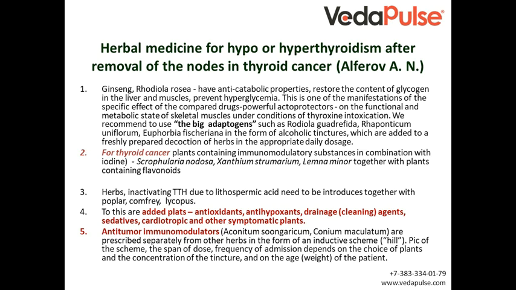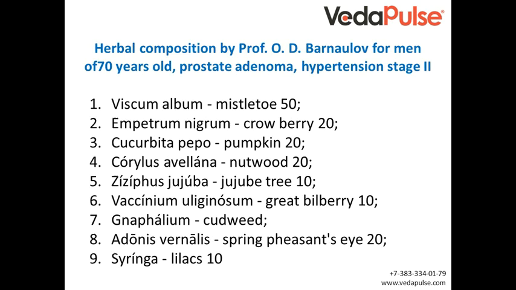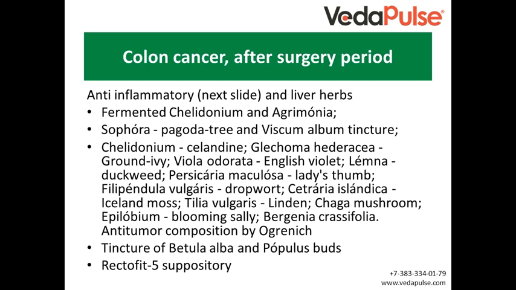Also, as for severe states, Barnaulov suggests the following herbal composition for men of around 70 years old with prostate adenoma and hypertension stage 2. The core plants of this composition are Viscum album or mistletoe, Empetrum nigrum, Cucurbita seeds, also Ziziphus, Corylus.